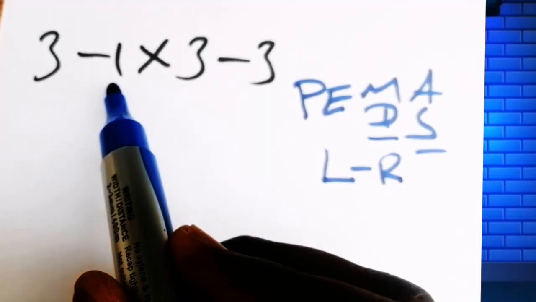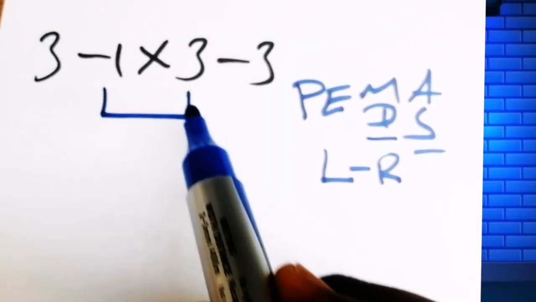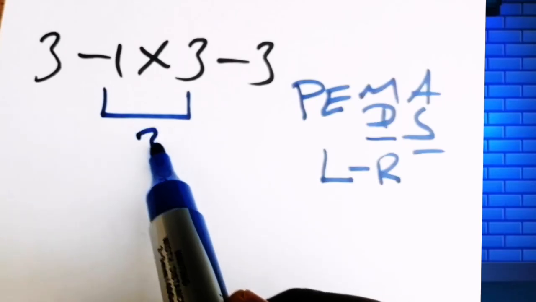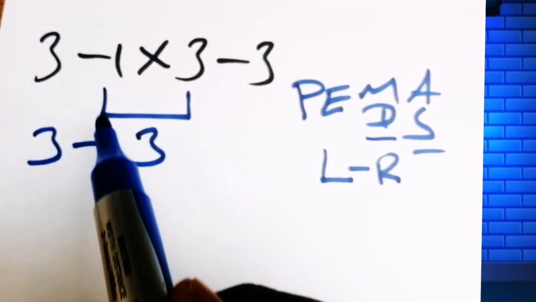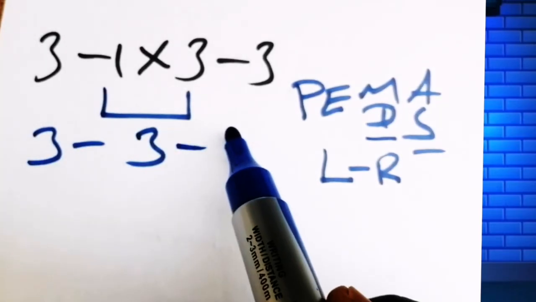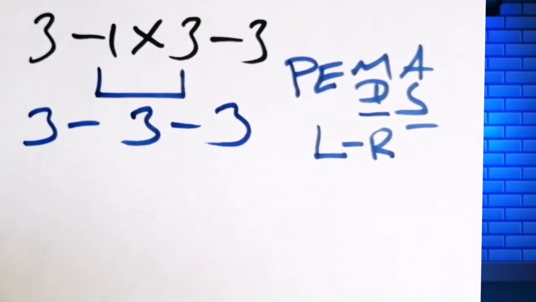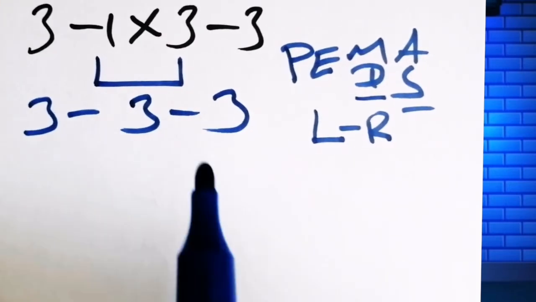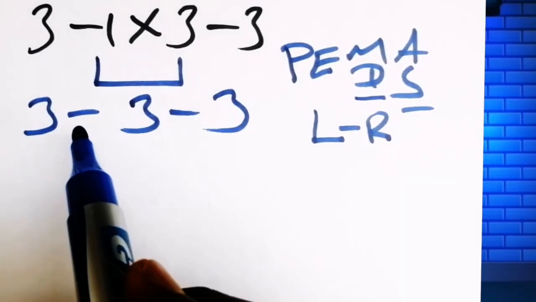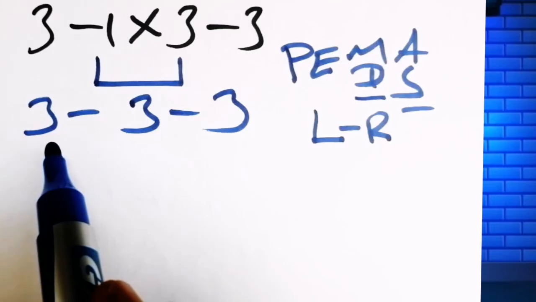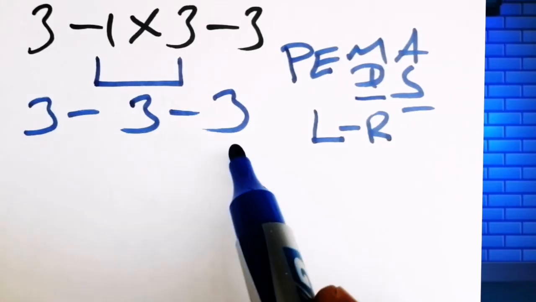Therefore, first we have to do this multiplication. Okay, therefore 1 times 3, which equals 3, then 3 minus 3, then minus 3. Okay, therefore here there is only the operation subtraction. Okay, so we have to work from left to right.